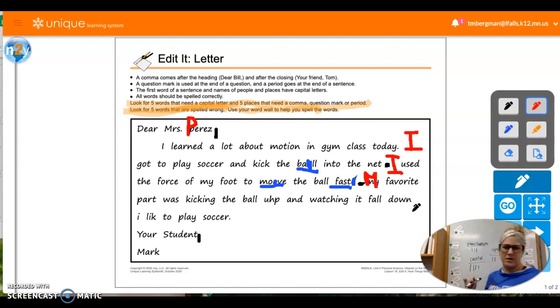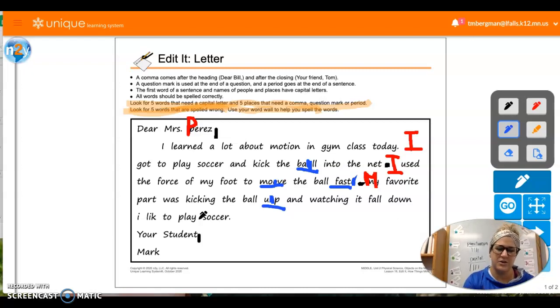Did I do another spelling error? I have 1, 2, 3. So 1, 2, 3. Punctuation. 1, 2, 3, 4. I'm very good at keeping up on these, am I? My favorite part was kicking the ball up and watching it fall down. I like to play soccer. Okay, so what do we need here? My favorite part was kicking the ball up. I don't think that's how you spell up. What letter don't we need in here? Yeah, the H. Nice job. So we don't need that H. Up. 4 spelling errors so far.